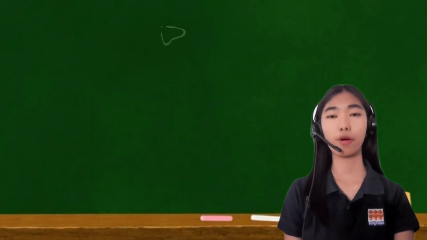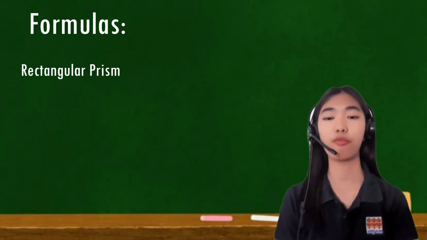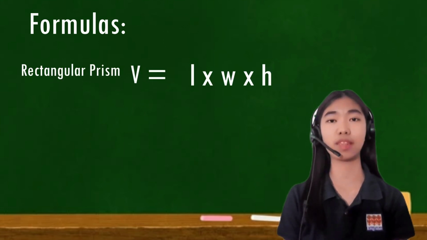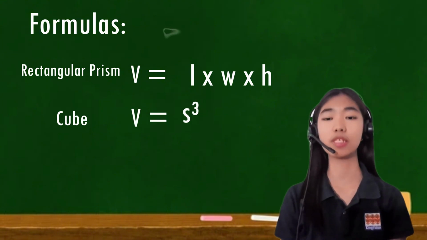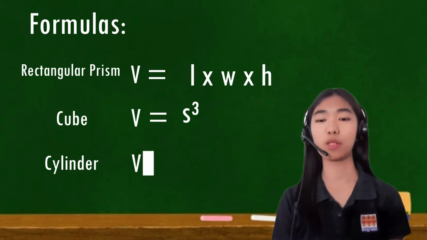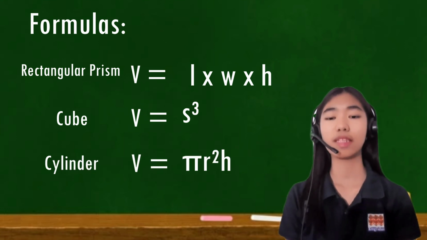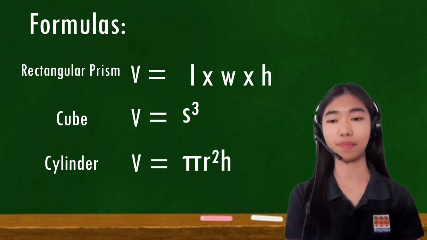So there are a few important formulas we must remember. First, for a rectangular prism, we have volume is equal to length times width times height. For a cube, we have volume is equal to side cubed, since all the sides are equal. And for a cylinder, we have volume is equal to pi times radius squared times height. Here, pi is approximately 3.14.